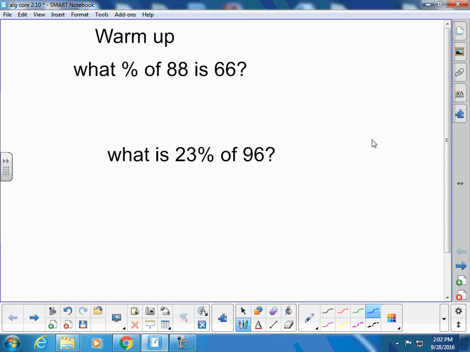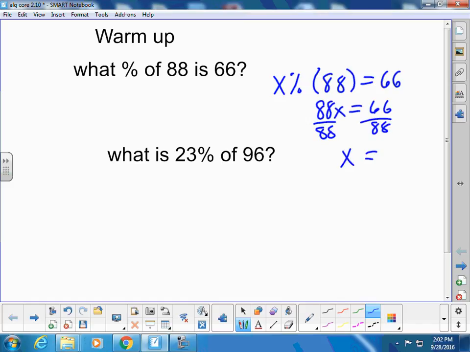What percentage of 88 is 66? I'm looking for a percentage, so I know I'm going to have a number and I'm going to have to divide by 100. So let's just go with 88x equals 66. Divide both sides by 88, and I have x equals 66 divided by 88, which is 0.75. To get it from the decimal to the percentage, I multiply by 100 and move it over 2, and I get 75%.